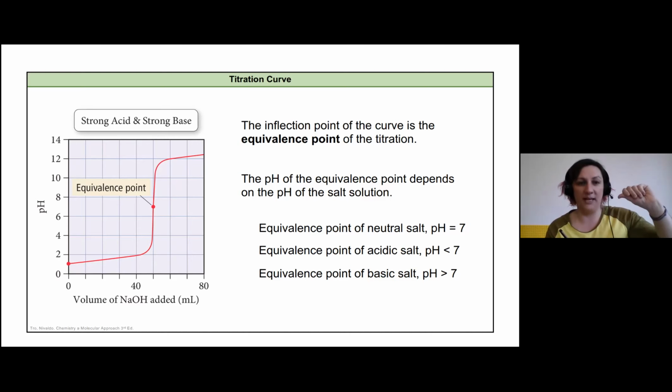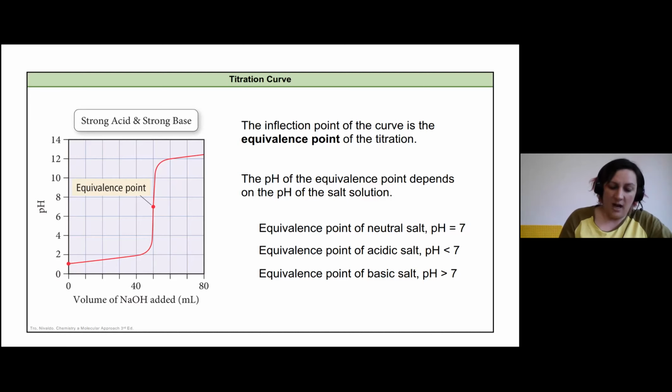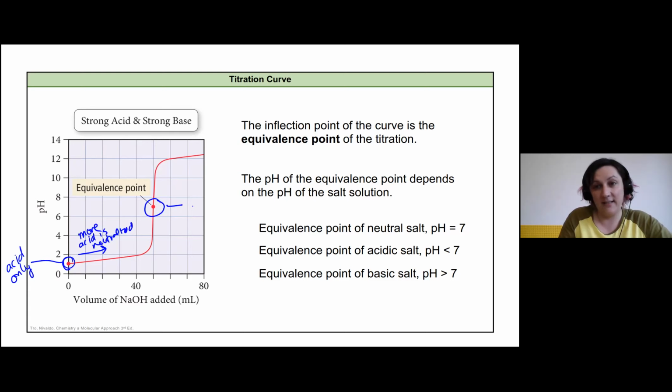So that assumes that base is in the burette and I'm slowly adding more and more and more and more. And I'll have, taking the pH of what's in my flask, if that's my acid, I'll have a low pH to start out with, right? So this is the pH of just my acid. And as I add some of this sodium hydroxide, more of my acid is neutralized. And I see a very slow change in pH until I get close to my equivalence point. And that equivalence point is when I've added the same amount of base as I have of acid.